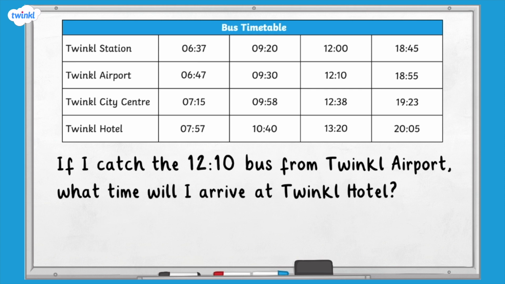We need to find the row of the timetable that shows the bus times for Twinkl Airport and read across the row until we find 12:10. This column now shows us that this bus will arrive at Twinkl City Centre at 12:38 and Twinkl Hotel at 13:20. Therefore, the answer to the question is 13:20, which is the same as 1:20 p.m.